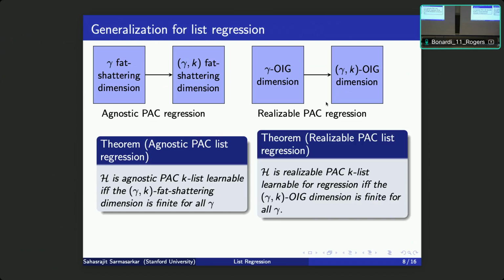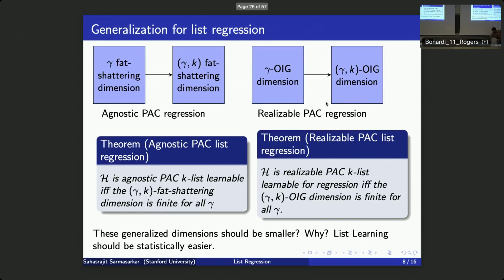And for the realizable case, we have a very similar theorem which says that it's realizable PAC k-list learnable for regression if the gamma k OIG dimension is finite at all scales. Again, one can observe that these constructed dimensions would be smaller than the original dimensions, as list learning should be statistically an easier problem.